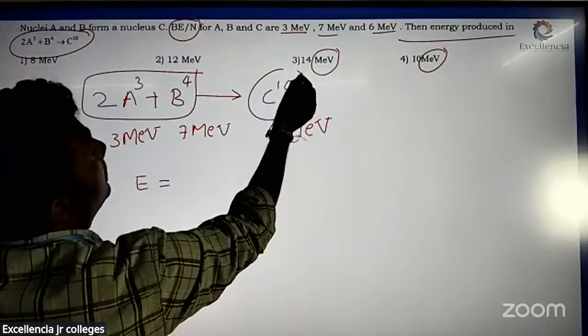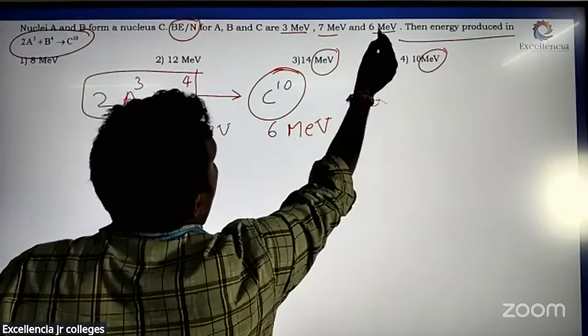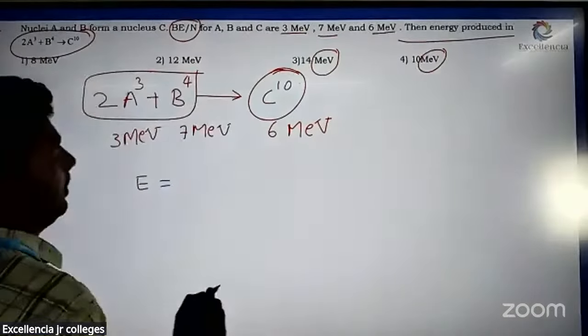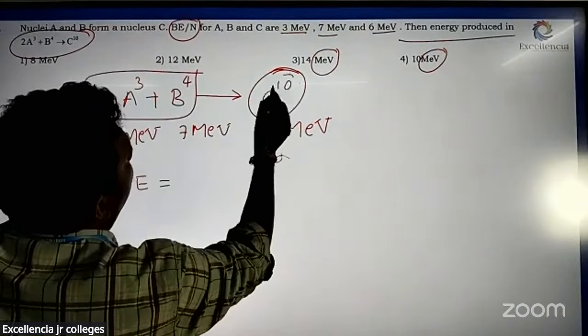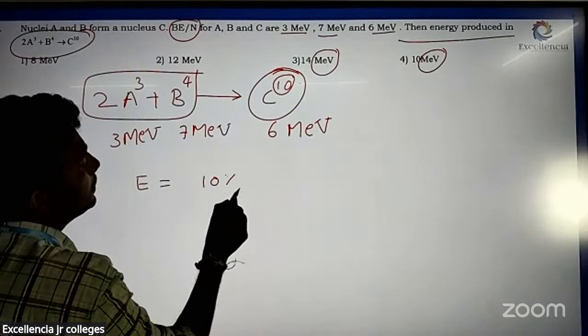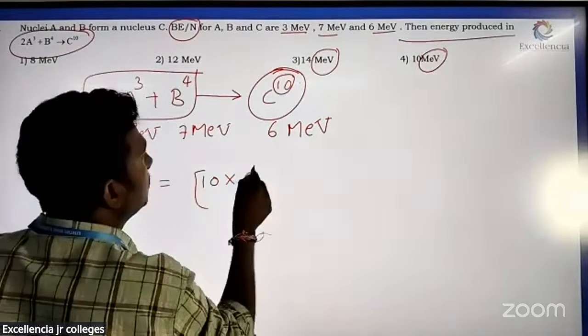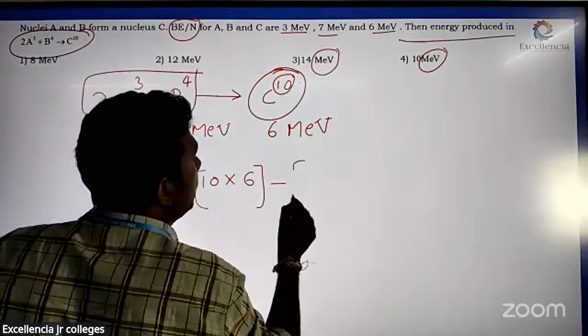So students, they have given C10, and the binding energy for C they have given as 6 MeV. But how many nucleons are here? We have 10. So 10 into, for each nucleon, we have energy 6. This is the C term, with a minus.